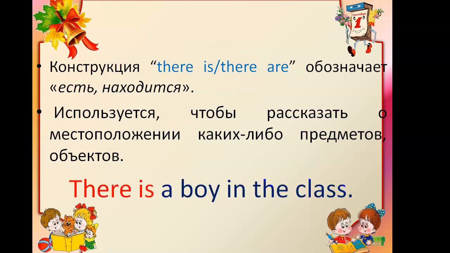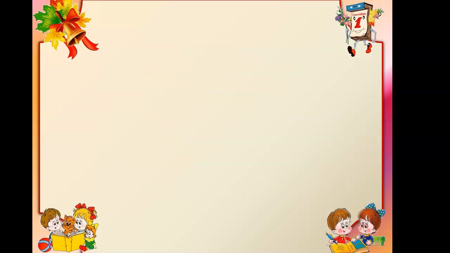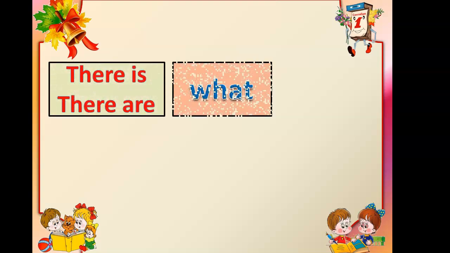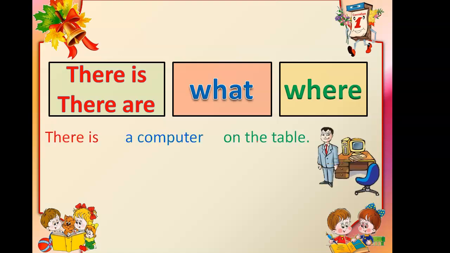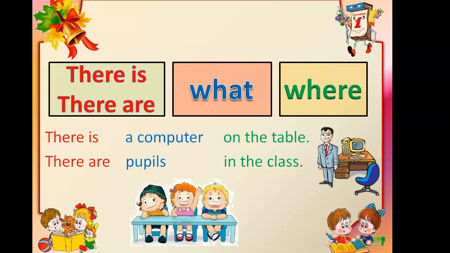There is a boy in the class. For example. So, there is and there are. What? Where? There is a computer on the table. There are pupils in the class. There are pupils in the class will be in plural form. There is a computer in the singular form.